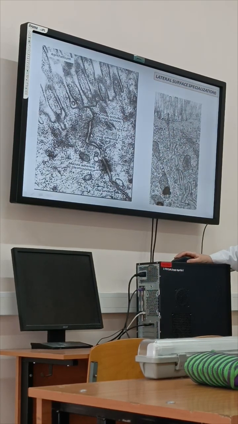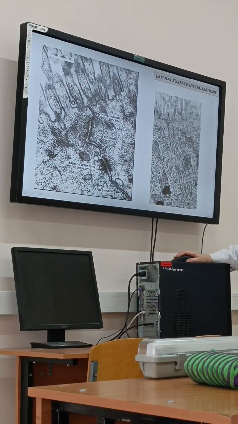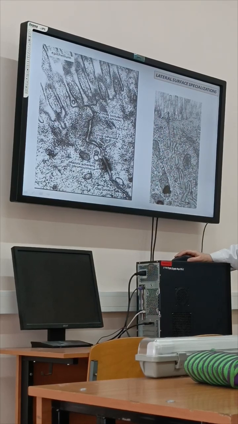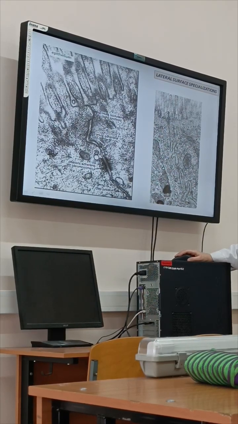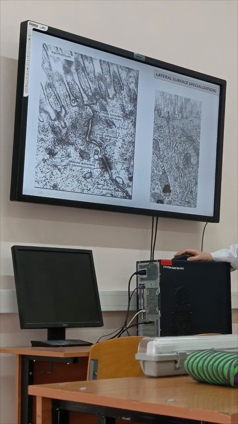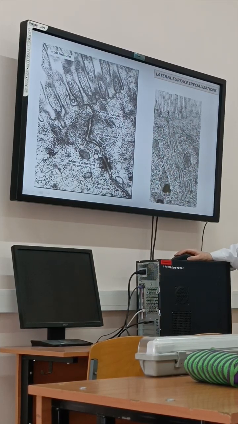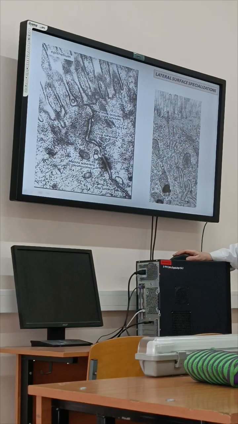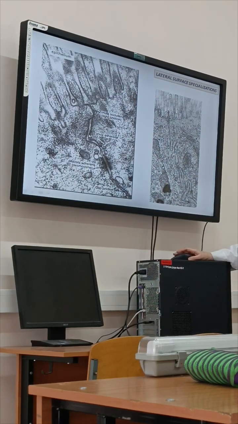This electron-dense material corresponds to the attachment plaque. This gray color corresponds to microfilaments, because intermediate filaments are thicker in diameter. In the case of spot desmosome, we can see them more clearly than in the case of zonal adherens. That's why macula adherens is more contrasted than zonal adherens.